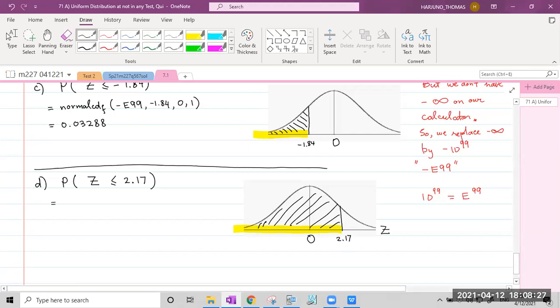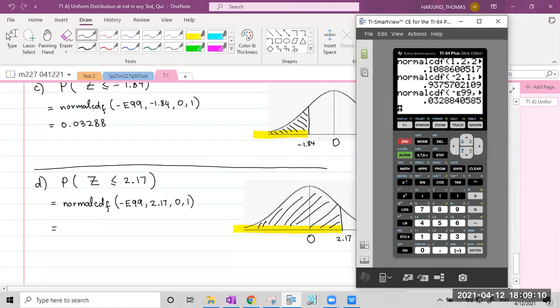Now then, how about the calculator notation? Normal CDF. The lower bound, negative E99. The upper bound, 2.17. The mean is zero, standard deviation is one. Then we use our calculator, normal CDF.